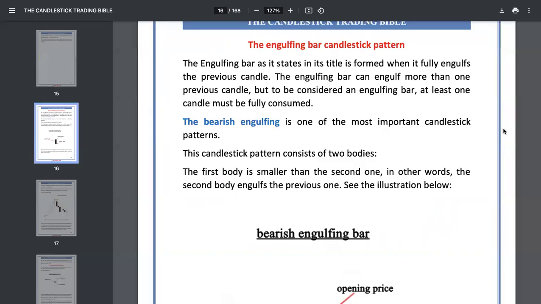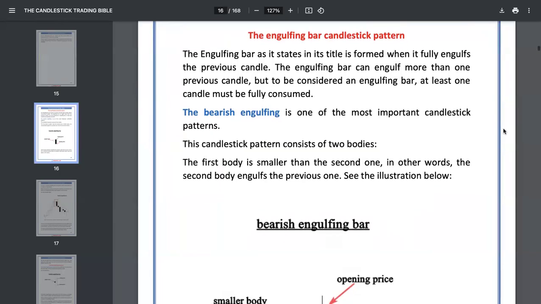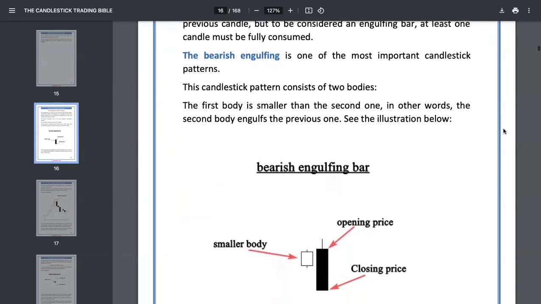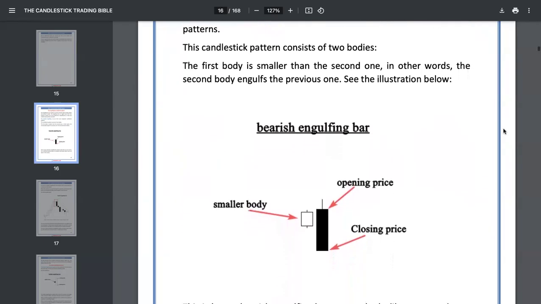The bearish engulfing is one of the most important candlestick patterns. This candlestick pattern consists of two bodies. The first body is smaller than the second one. In other words, the second body engulfs the previous one.